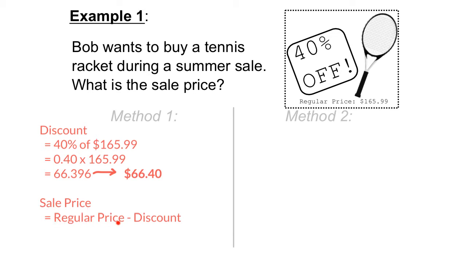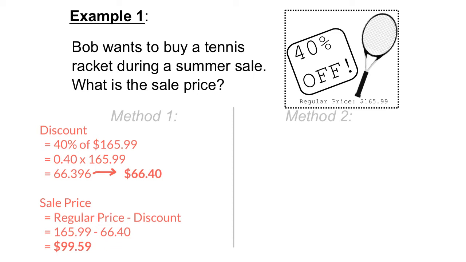So the next thing I need to do is find the sale price. Well, that's just the regular price minus the discount. The regular price was $165.99. I got that from here. And the discount was $66.40. That's what I calculated here. And when I do the calculation, it ends up being $99.59. So Bob is buying a $165.99 tennis racket with a 40% discount. The sale price is now $99.59.